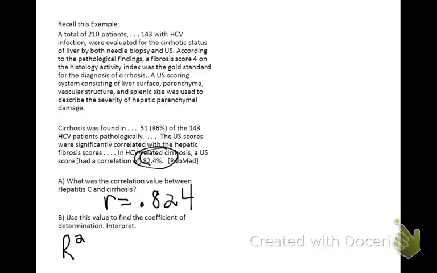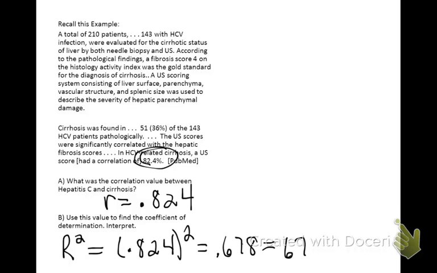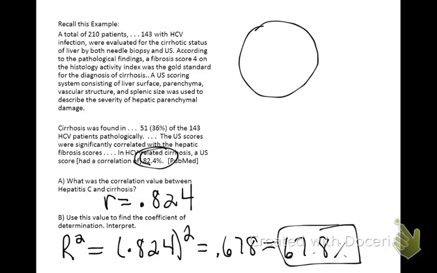Capital R squared is the symbol for it, and the way you get it is to take your correlation value and square it. This gives 0.678 or 67.8%. The second part of the question asks us to interpret this value. Let's discuss a visual first.